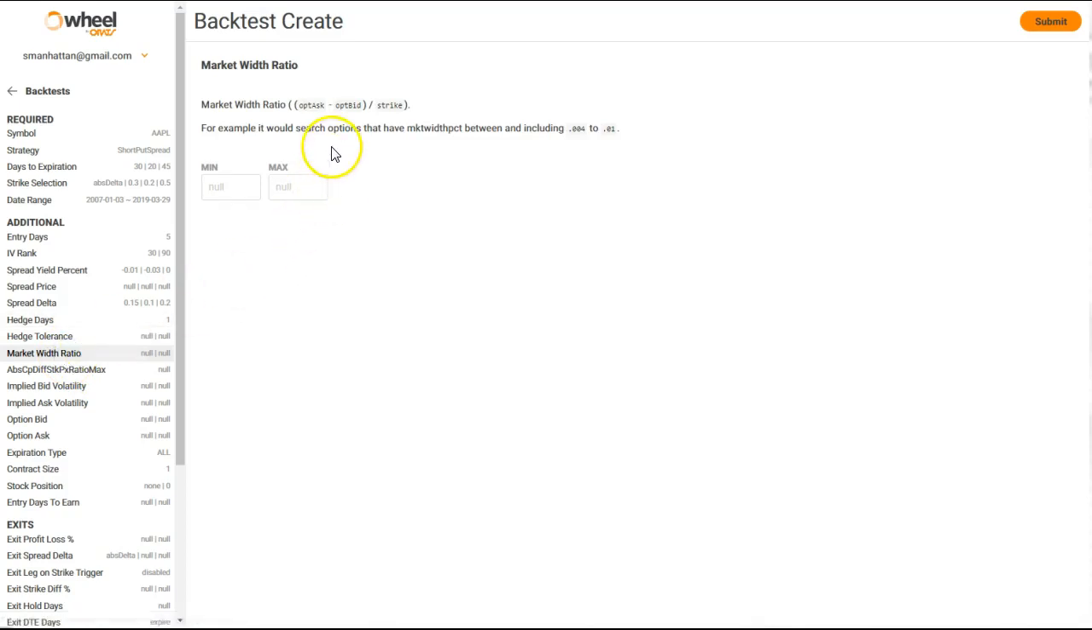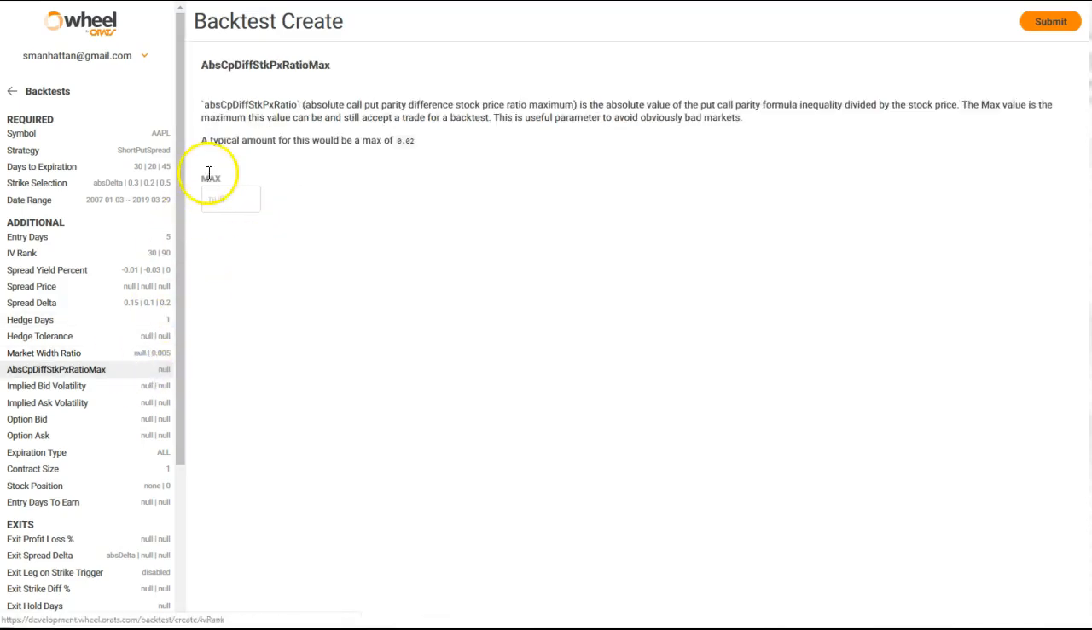Market width ratio, that will help protect you in case there's a very wide bid-ask spread. For the case of Apple, the maximum bid-ask spread that you'd want is probably something like 0.5%. So let's put that in as a max. Similarly, the absolute CP diff, I know that sounds complicated, but it's call put parity. If that gets off by a percentage, then we'll want to not trade on that day. Again, you could put 0.005 for a liquid stock, maybe 2% for an illiquid stock.